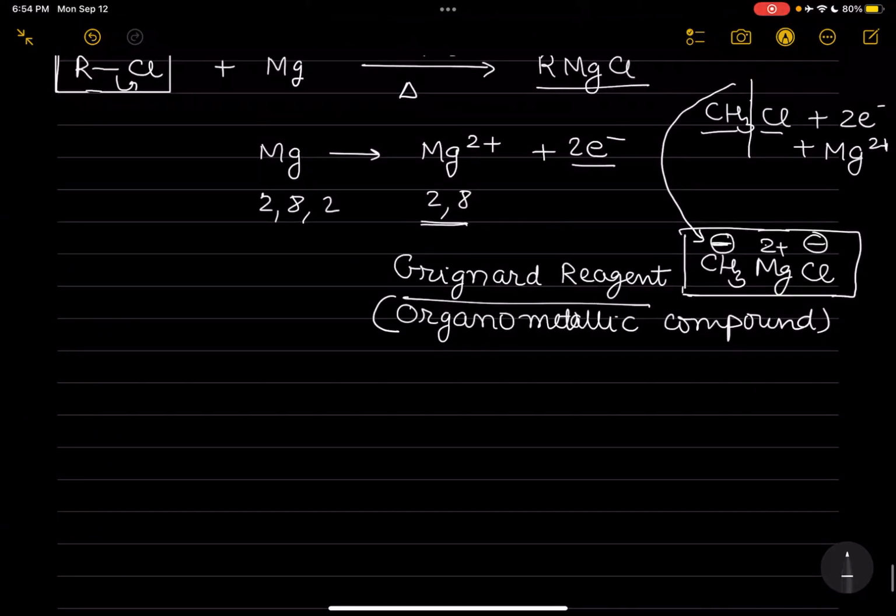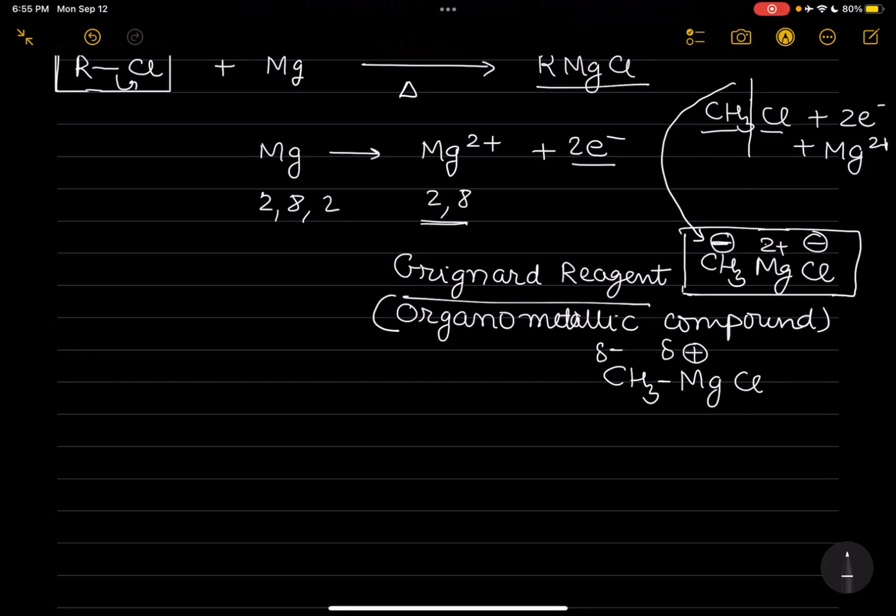Yeah, it is neutral. Actually, you need to think in this way: this carbon group is there, magnesium is there, Cl is there, but these bonds are not perfectly covalent. Because metals are electropositive, they will have a partial positive charge, and the carbon group is relatively more electronegative, so it has a minus charge. Is it clear?